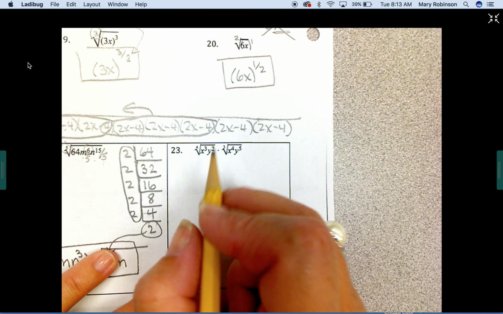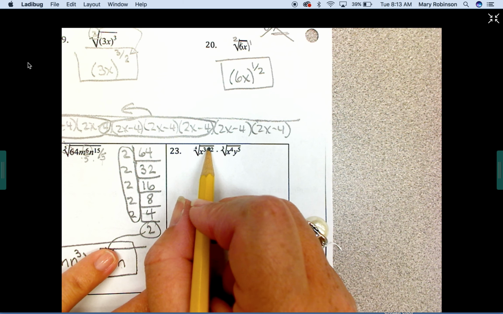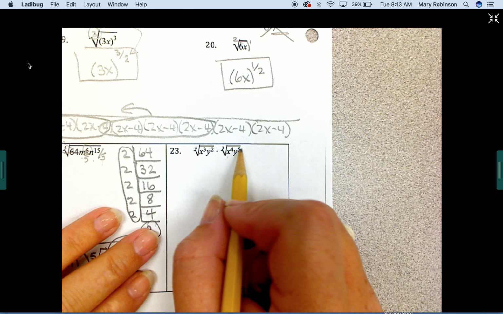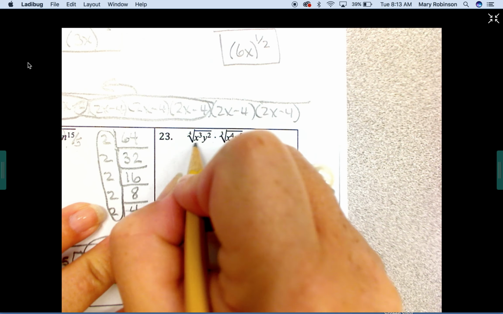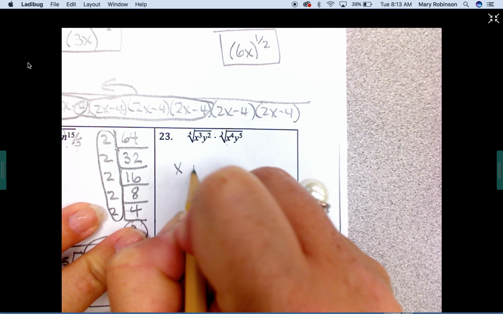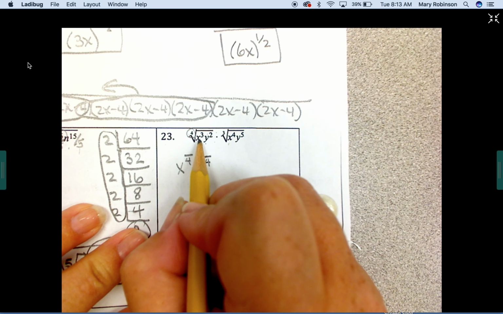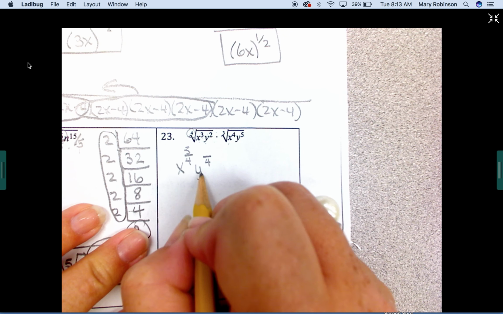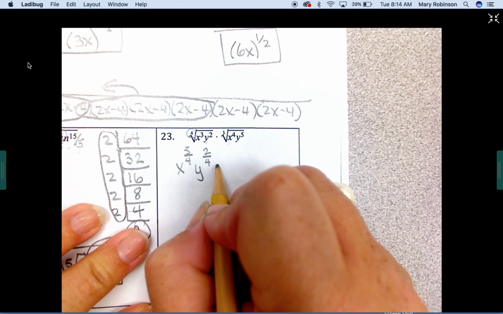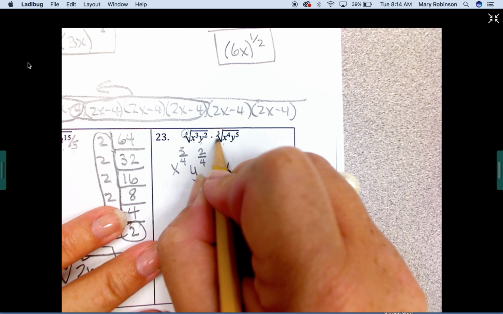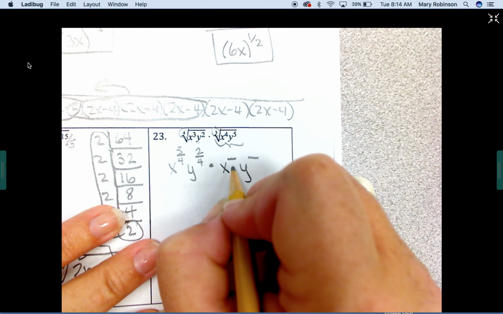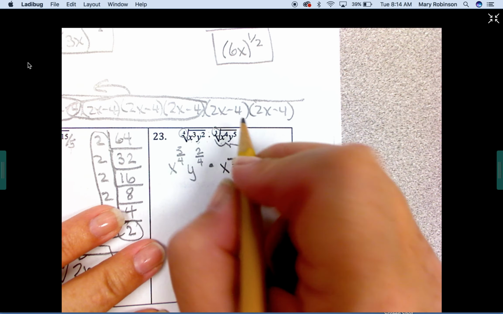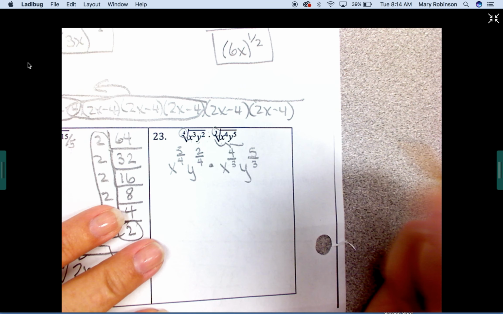Next, for 23, I have the fourth root of x cubed y squared times the cube root of x to the fourth y to the fifth. We have to convert these to rational exponents to be able to simplify this. So we're going to have an x and a y, both to fraction powers, remembering that your index is always your denominator. So this will be x to the 3/4, y to the 2/4 times, and likewise for here, I'll have an x and a y with rational exponents, with this time an index of 3. So this will be 4/3 and 5/3.